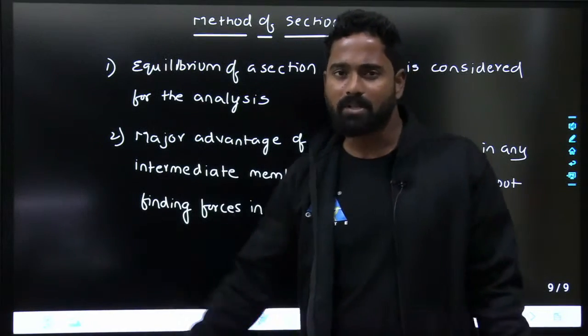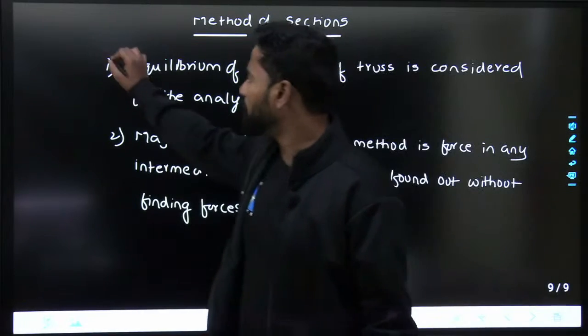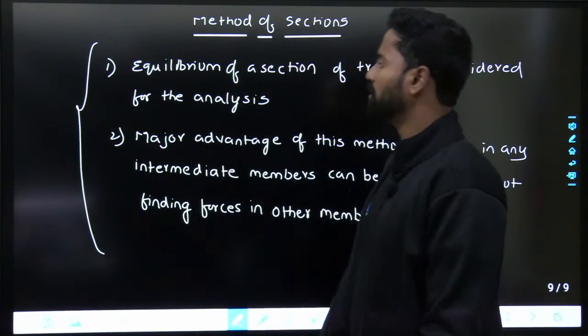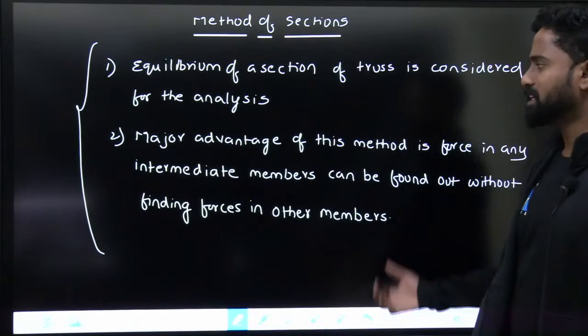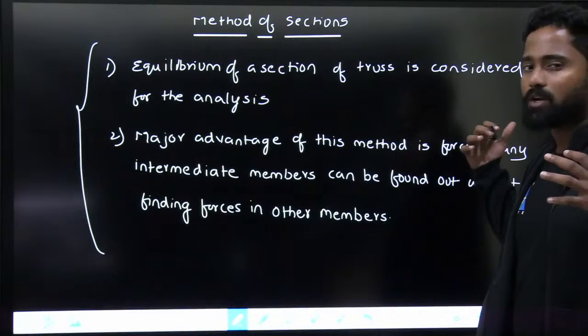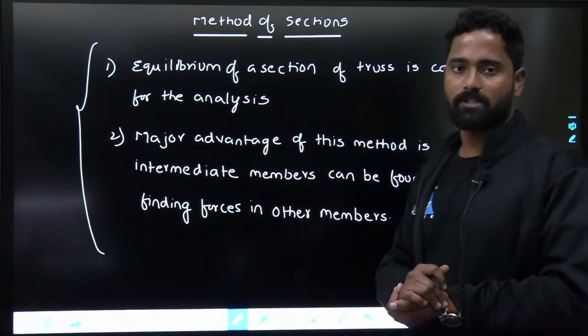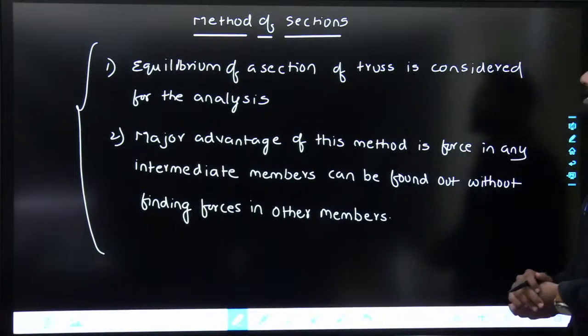What exactly it means, you will understand while solving the question. So these are the features of the method of sections: equilibrium of a section is considered for the analysis, and the major advantage is that we can find force in intermediate members without finding forces in the other members. What is exactly the procedure?